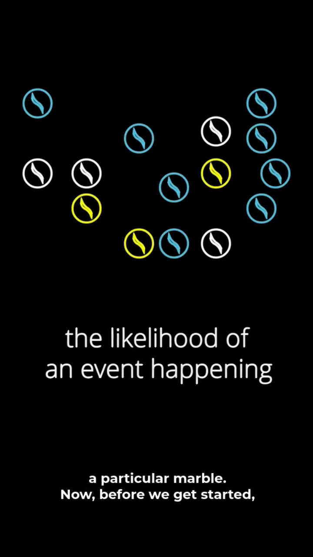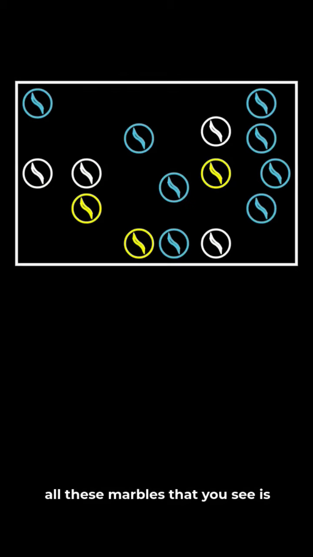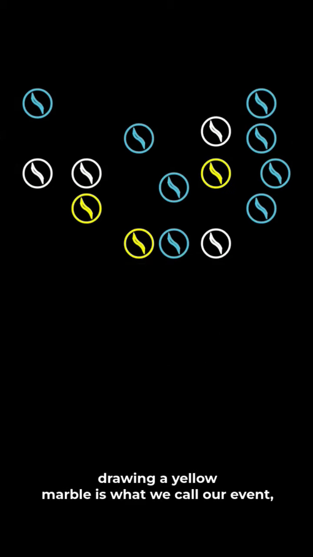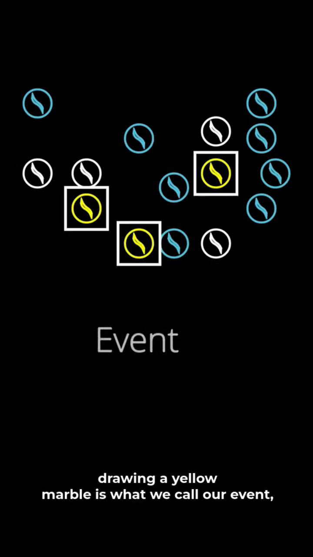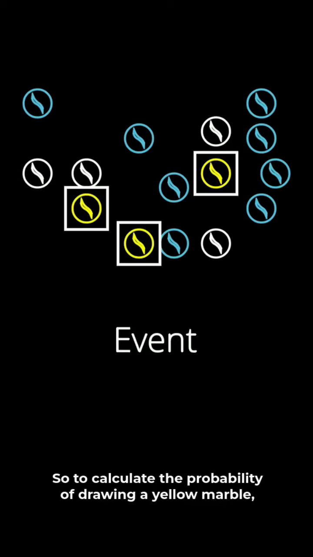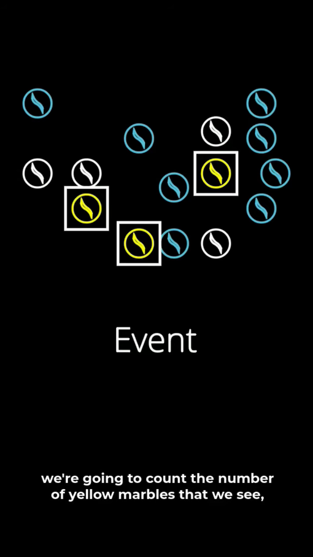Now, before we get started, all these marbles that you see is what we call our sample space, and our sample space is the total number of possible outcomes that we're dealing with. Now, let's say we wanted to calculate the probability of drawing a yellow marble. Drawing a yellow marble is what we call our event, and our event is basically what we want to happen.